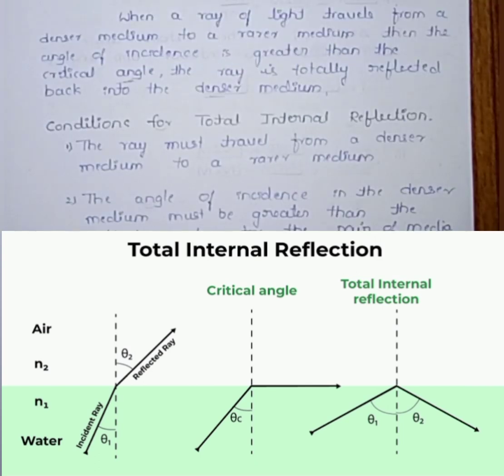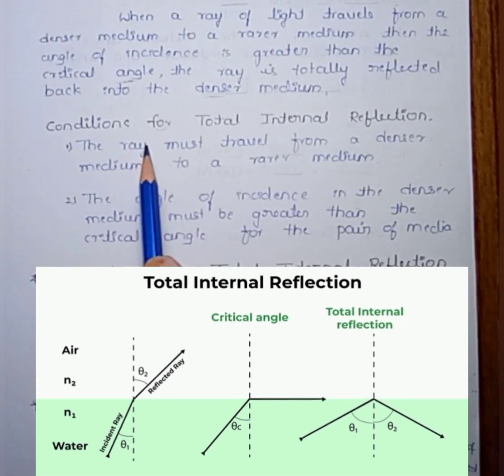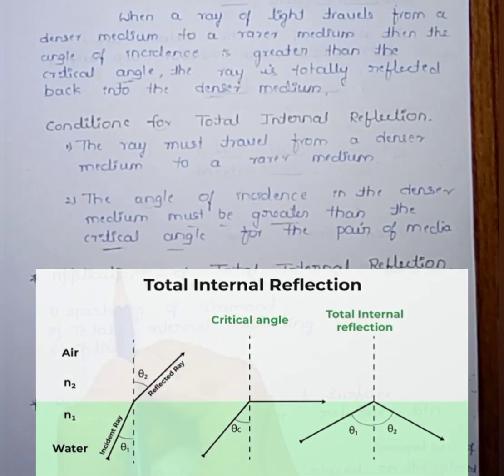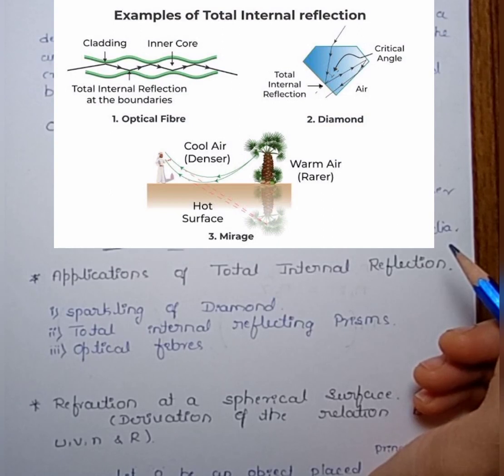There are two conditions for total internal reflection. First, the ray of light must travel from a denser medium to a rarer medium. Second, the angle of incidence in the denser medium must be greater than the critical angle for the pair of media. In the sparkling of diamonds, in total internal reflecting prisms, in optical fibers, and in mirages, we can see the applications of total internal reflection.